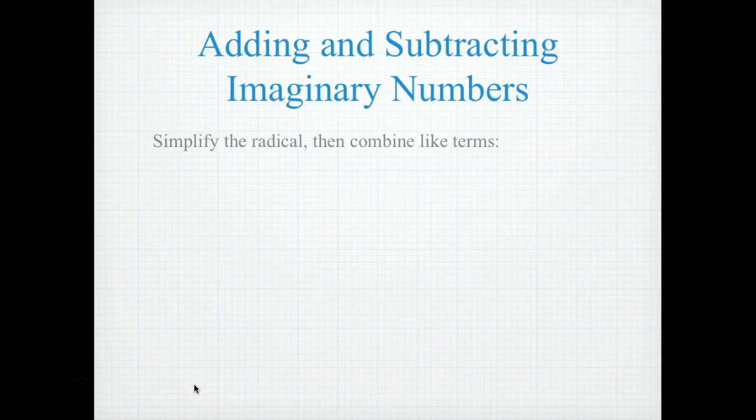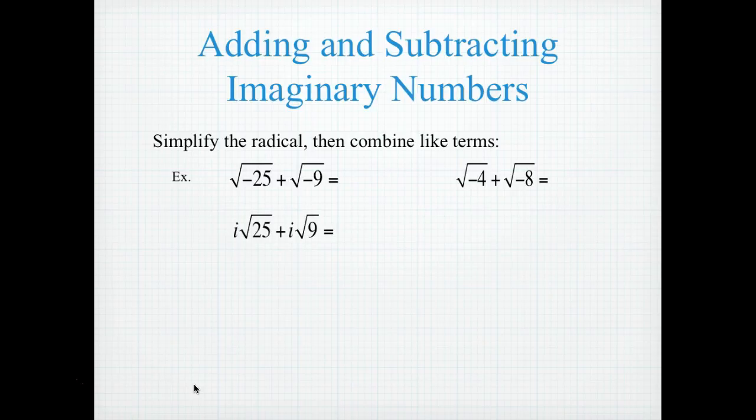Now when adding and subtracting imaginary numbers, we first have to simplify the radical, then combine like terms. Now to combine like terms with radicals, they have to have the exact same index and the exact same radicand. So for our first example, we have the square root of -25 plus the square root of -9. We simplify those down and we get 5i plus 3i. Those are common terms just like with any other variable, so 5i plus 3i is equal to 8i.